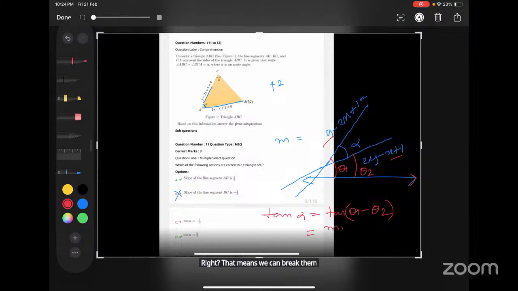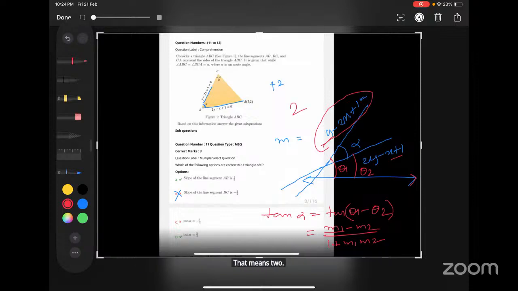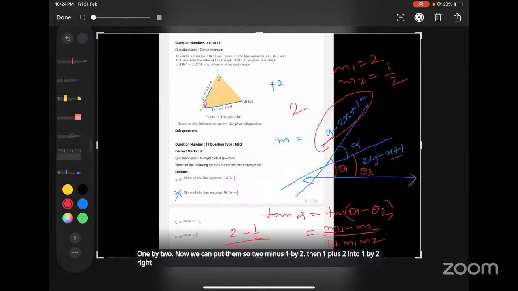It will be M1 minus M2 by 1 plus M1 M2. So M1 is the slope of this line, that means 2. And here the slope is 1 by 2. M1 equals 2 and M2 equals 1 by 2. Now we can put them in. So 2 minus 1 by 2, then 1 plus 2 into 1 by 2, right? Got it, ma'am. So this is the first subpart.